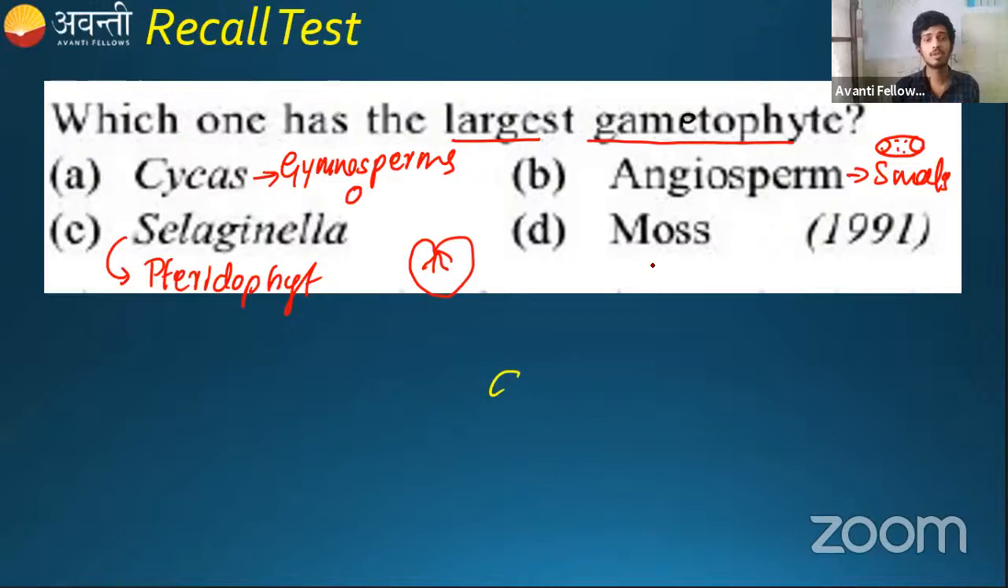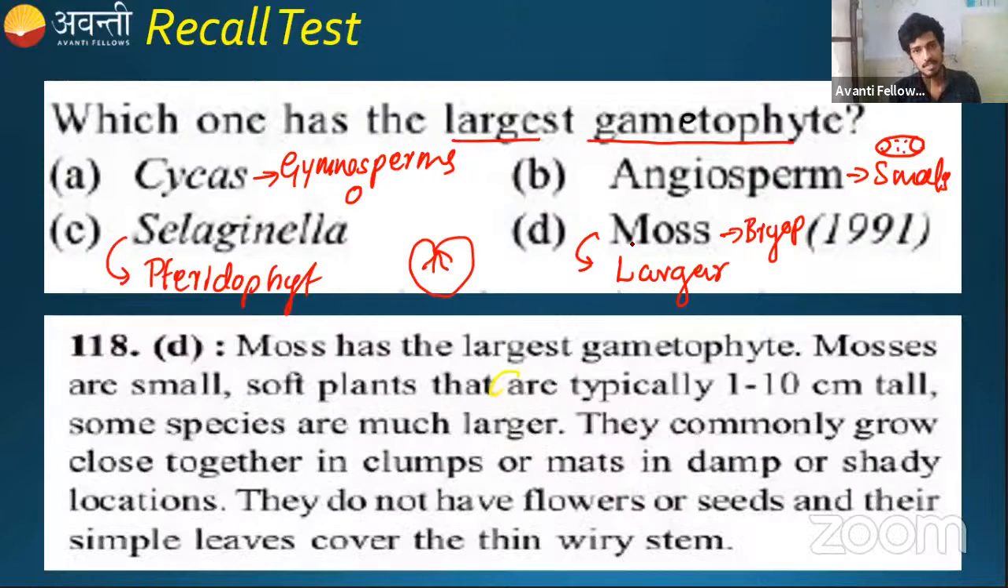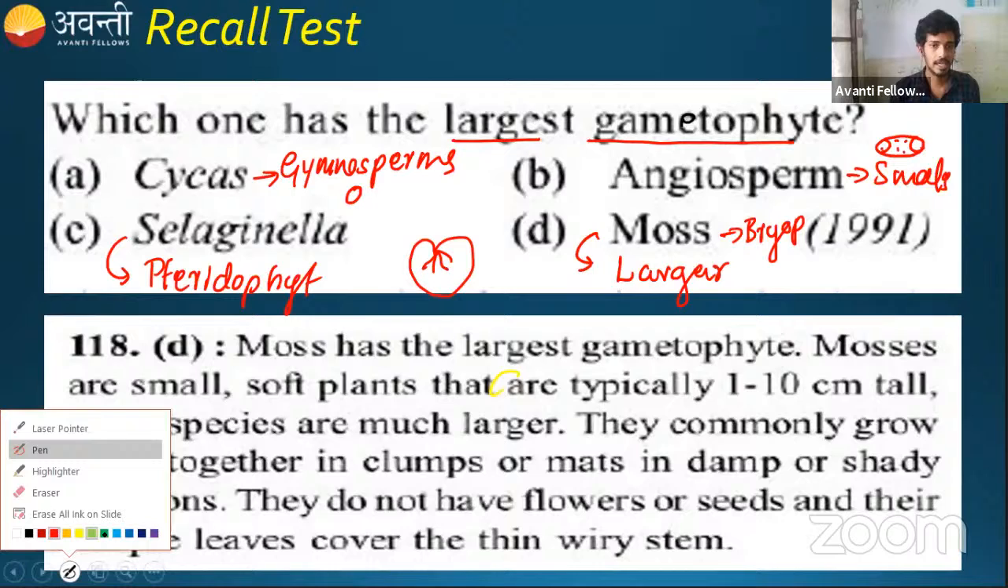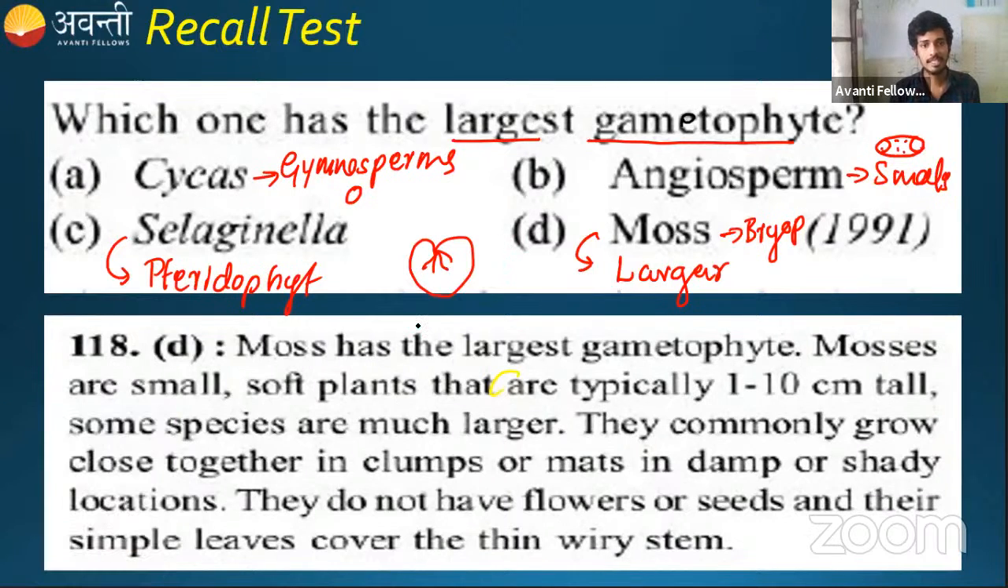And next comes the moss. How will the moss be? Moss will be larger, right? It belongs to the bryophytes, and in bryophytes the dominant phase is the gametophyte, and it will be larger, right? So which is the correct answer? The correct answer is option D. So you can check here.